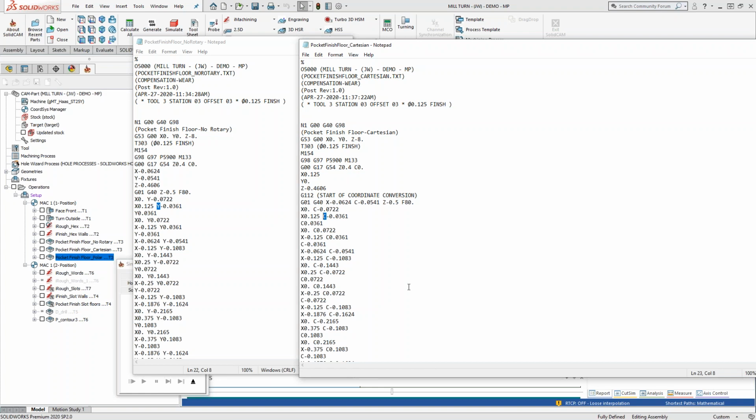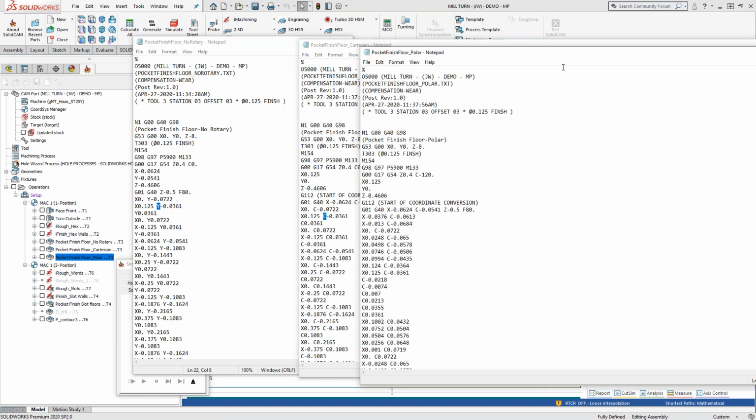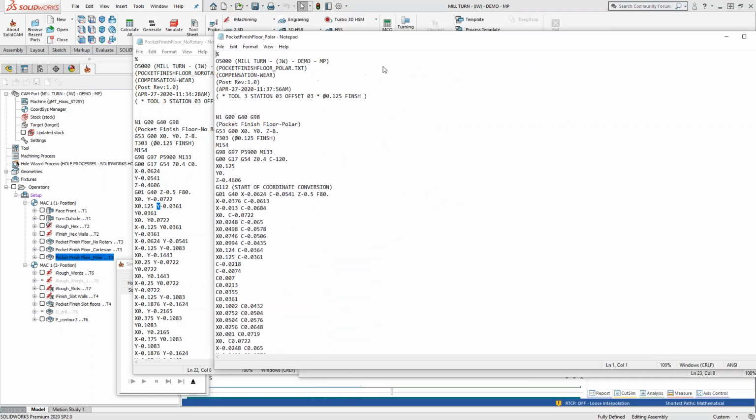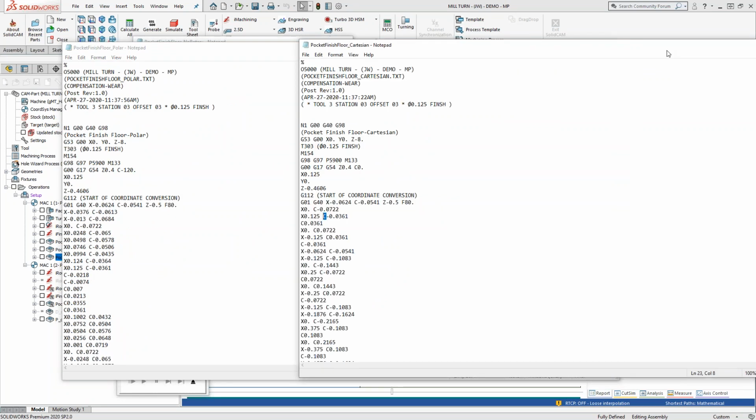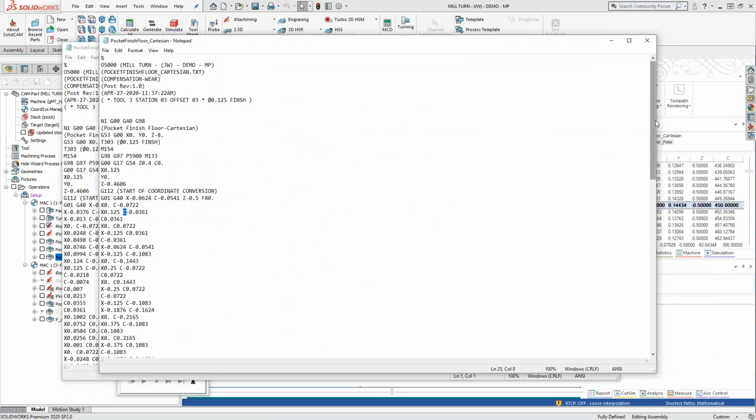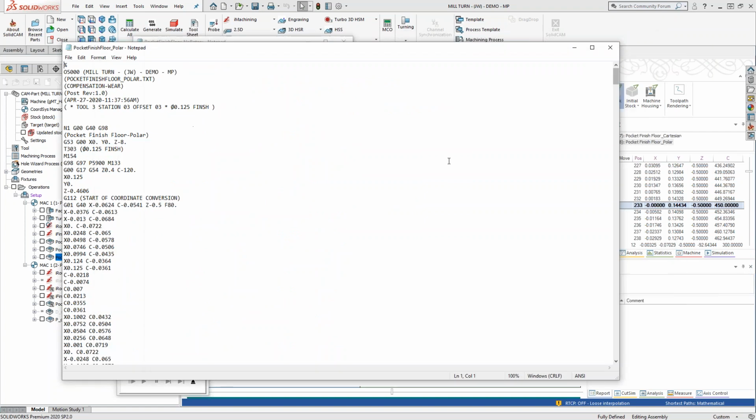If we take a look at it with the polar output, there's a lot more lines of code. If you take a look at how long this is, just by this bit right here versus the Cartesian, there's a lot more lines of code. And that's because of all those rotary movements. This is pure rotary code. It's just X and C, and there's a lot of C movements.